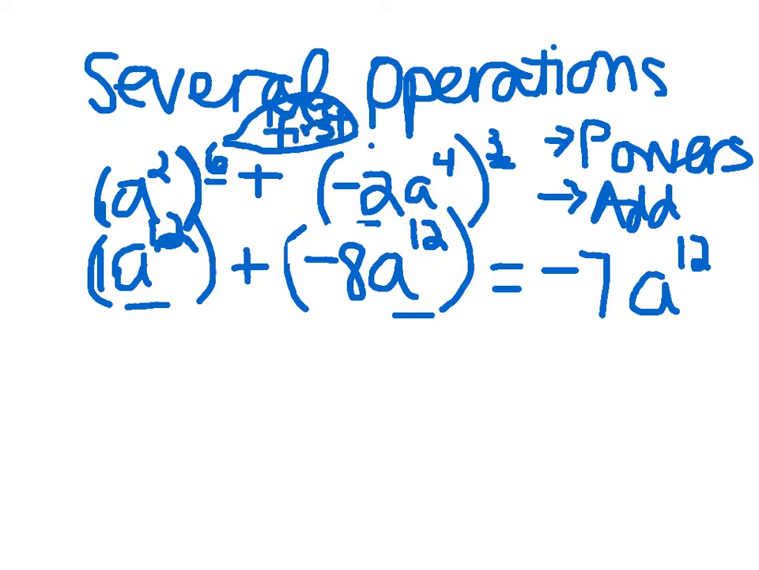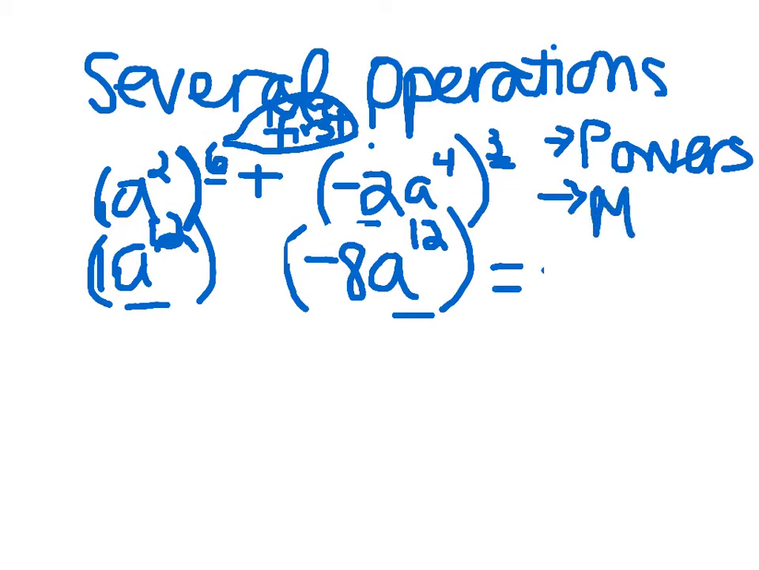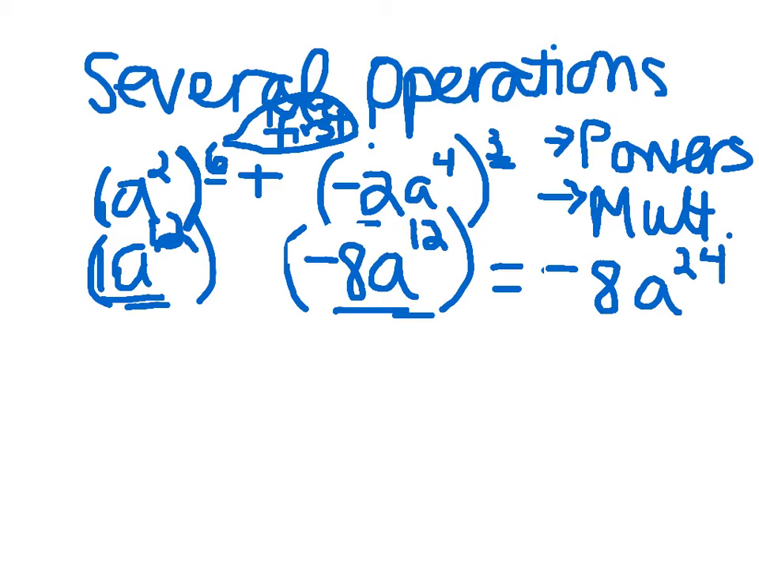So what if instead of this being an addition problem, it was a multiplication problem? Now, I'm not going to add for my second step. I'm going to multiply. So the first step would still be to do the exponent. These are still the monomials that we're going to be working with, but now we're going to multiply them. When I multiply monomials, I multiply the coefficients. 1 times negative 8 is negative 8, and I add the exponents. So that gives me a to the 24th.